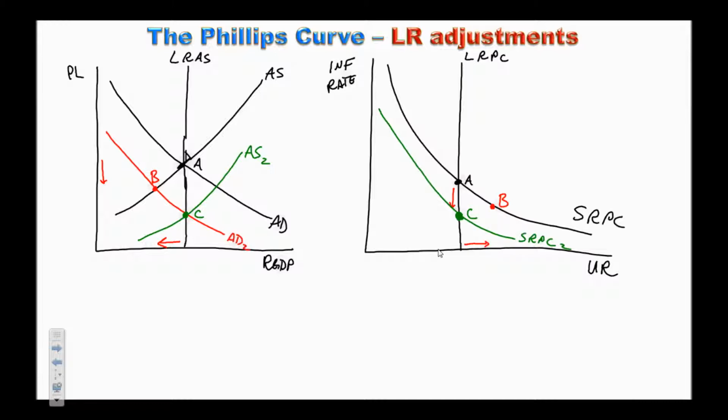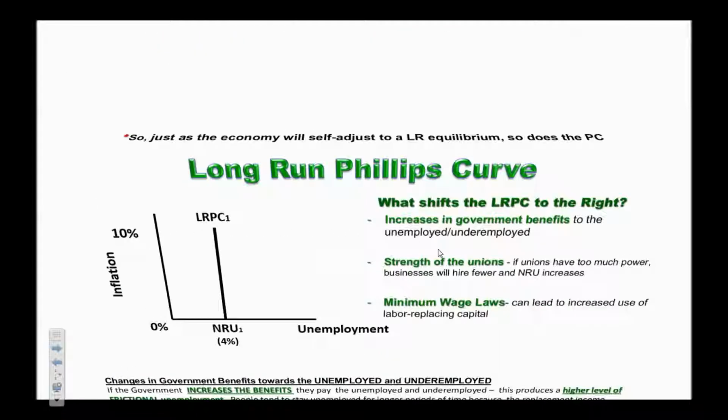So in the long run, I don't know if you caught this, but in the long run, there is absolutely no relationship between inflation and the unemployment rate, okay? In the long run, we will always be on this curve somewhere, just like we will always be on this curve somewhere. All right, very nice. Let's keep on rolling.